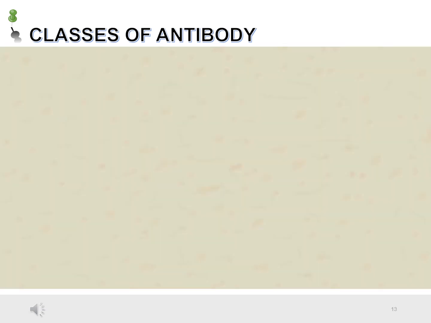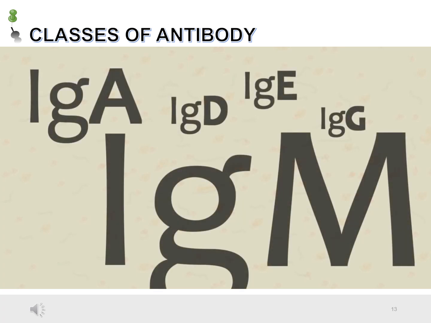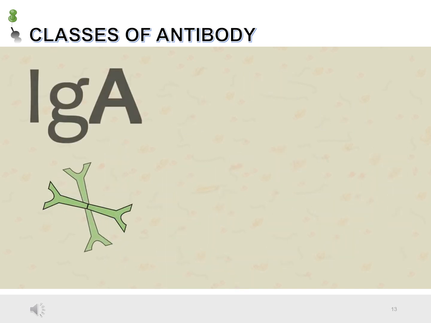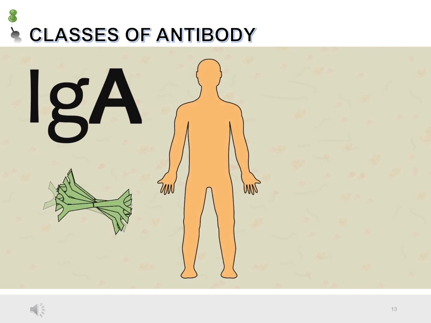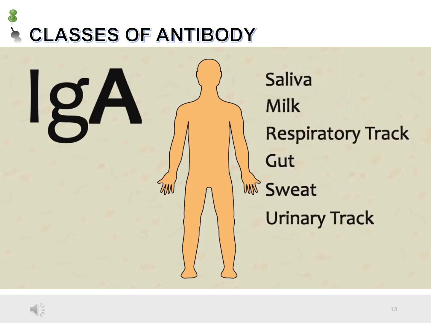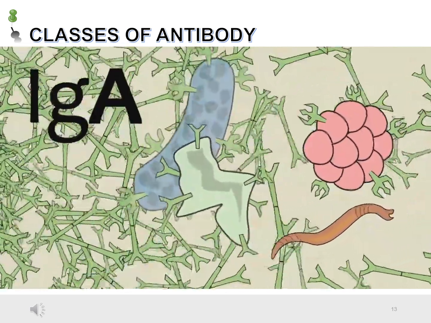In this video, it will explain more about the classes of antibody. Let's take a closer look at the five types of antibody immunoglobulins. There are two types of IgAs. These are not typically found in the blood, but in secretions of the gut, saliva, sweat, milk, respiratory tract, and urinary tract. IgAs are part of our innate immune system and fight pathogens such as bacteria, viruses, fungus, and parasitic worms.